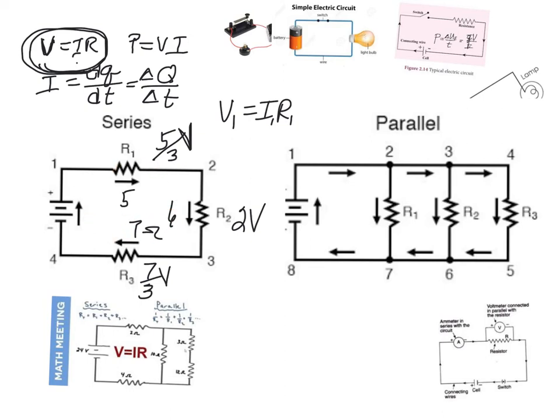If we go to the parallel circuit and just keep the same resistances, this is 5, this is 6, and this is 7. Now we have our 6-volt battery. But in parallel, the voltage is the same. You see, every resistor is independently connected to the battery.